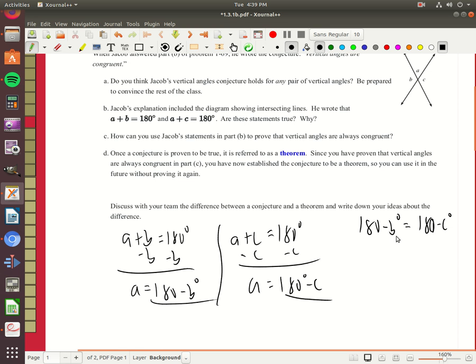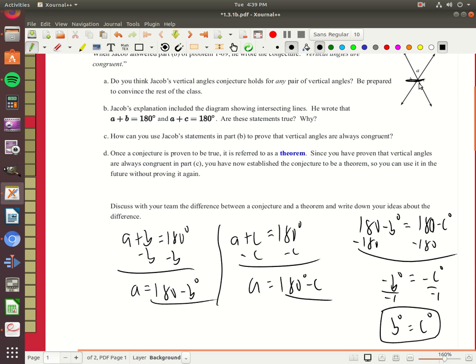And I will go ahead and start by subtracting 180 from both sides. So I'll get negative B degrees is equal to negative C degrees. Now I'll divide both sides by -1. And I get B degrees is equal to C degrees. And there we go. We proved that vertical angles are indeed congruent. So once a conjecture is proven to be true, it is referred to as a theorem. Since you have proven that vertical angles are always congruent in part C, you have now established a conjecture to be a theorem. You can use it in the future without proving it again.